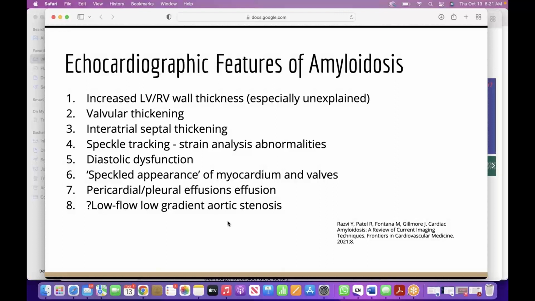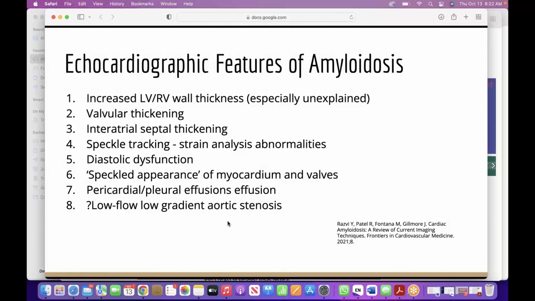Because of the impact of amyloid fibrils on different parts of the myocardium, not just the muscle, but also the heart valves, the interatrial septum, and the atrial walls and myocytes, there can be thickening seen in structures besides just myocardium. So valvular thickening and interatrial septal thickening are very important as well as clues to amyloidosis. In terms of predictive power and sensitivity of seeing those features, there wasn't good literature that I came across about how often you should expect to see those.